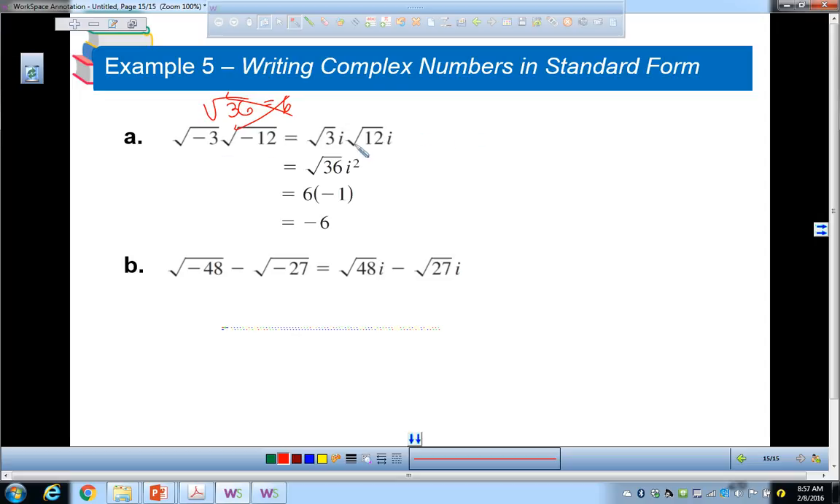So you can multiply square roots, but you can only multiply them if they're positive. Okay? And so you got to be kind of careful with that kind of stuff.